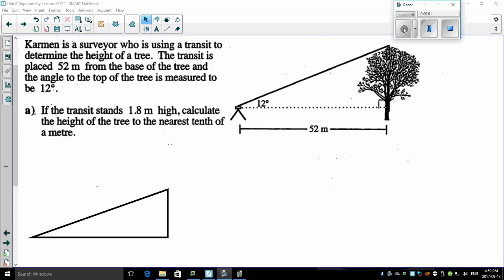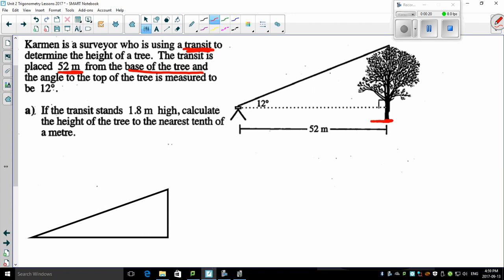Okay, here's a great question. Let's read it. It says, Carmen is a surveyor who's using a transit. A transit is very similar to a clinometer, which allows us to measure heights. It says, to determine the height of this tree, the transit is placed at 52 meters from the base of the tree. So look at this.